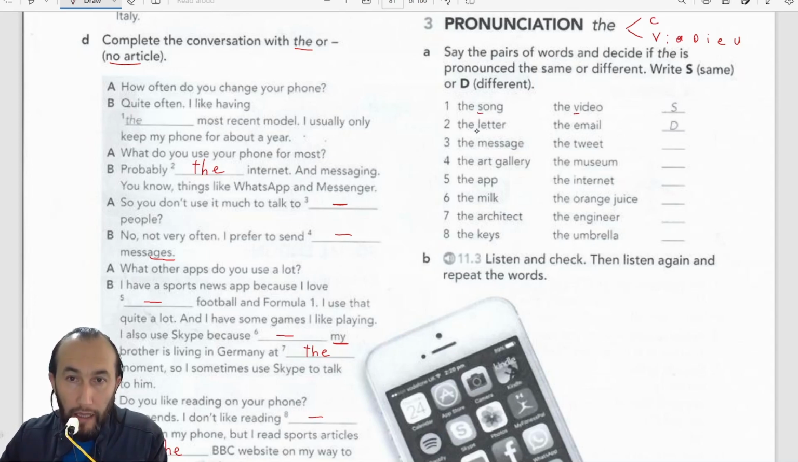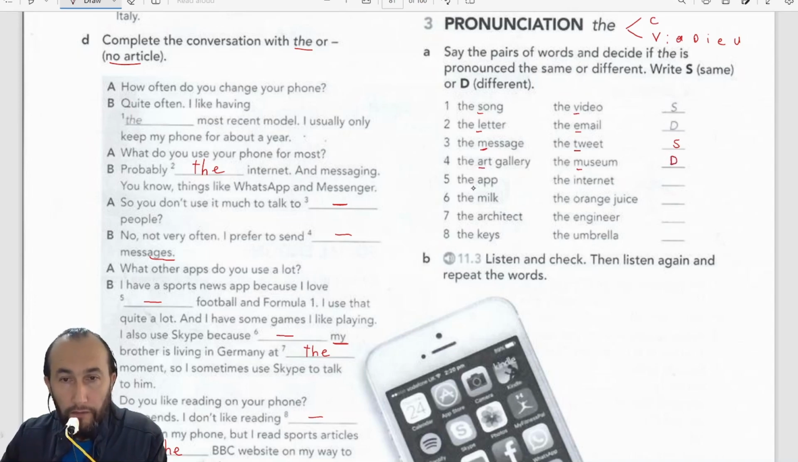Number 2, L is a consonant, E is a vowel sound, so it will be a little different: the letter, and this one is the email. So this is different. Number 3, M consonant, T consonant. So the message, the tweet, that is the same. Number 4, this is A vowel sound, M is a consonant sound, so that should be different: the art gallery, and the museum. So that is different, D.